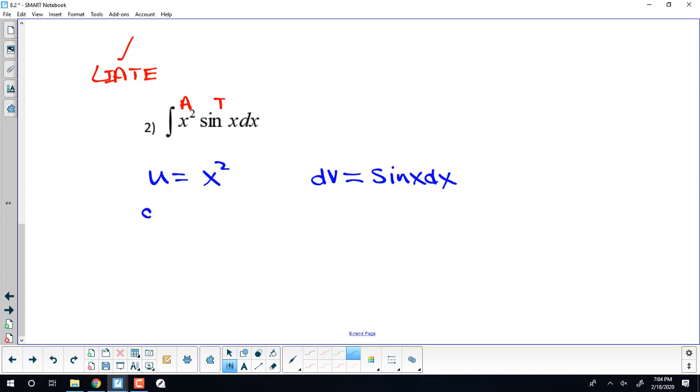Okay, du is what? 2x dx. Good. And v? Negative cosine x. Do you all agree? The antiderivative of sine is negative cosine.